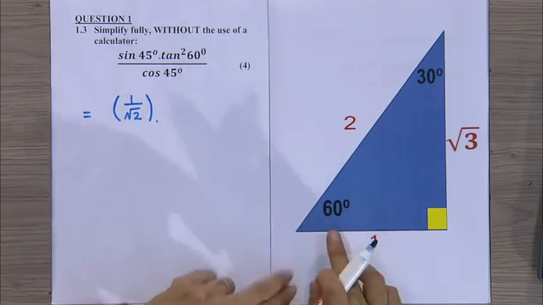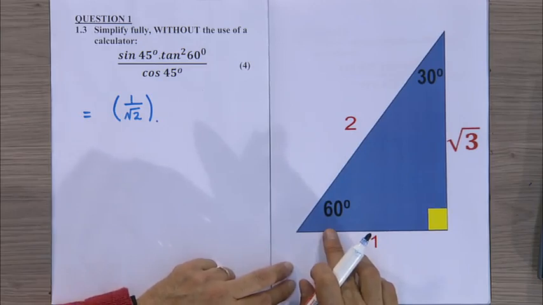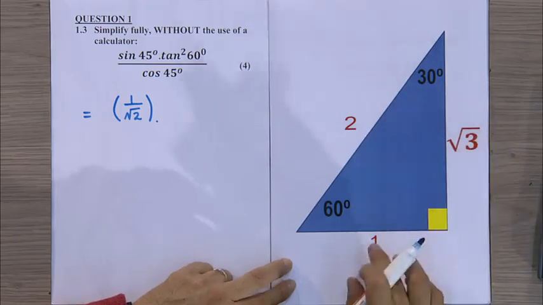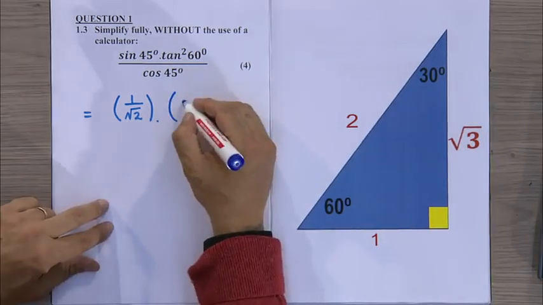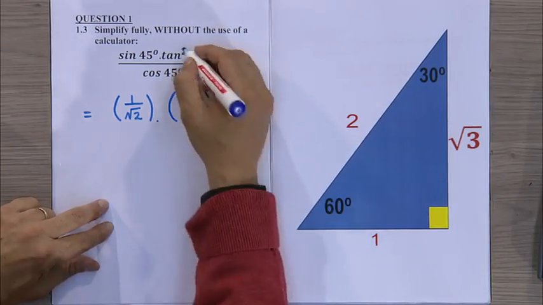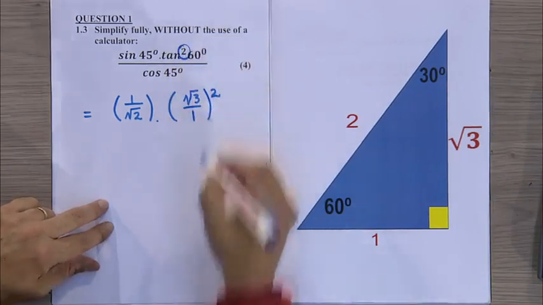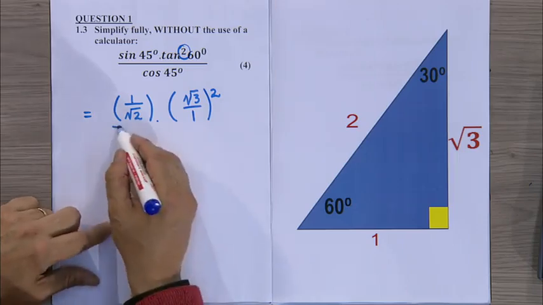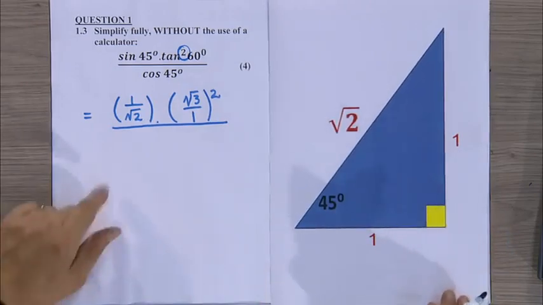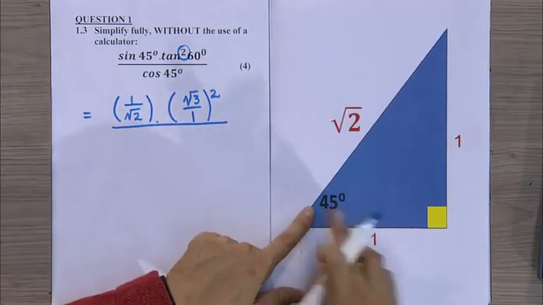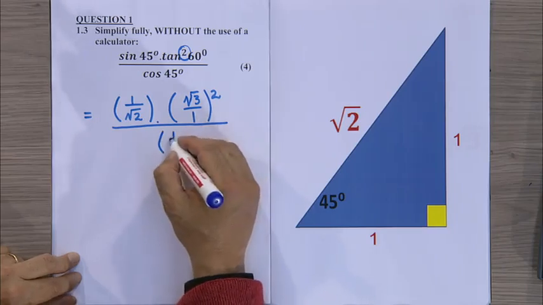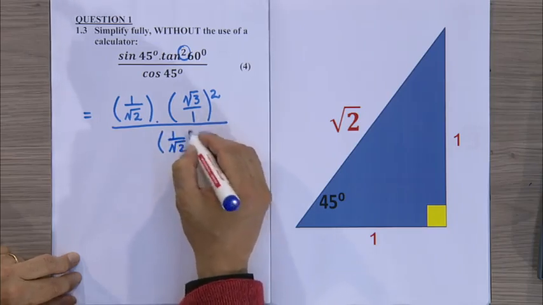What is tan of 60? Let's look at it, guys. Opposite over adjacent, y over x. So that is square root 3 over 1. But remember, you have to square that value. Then at the bottom, we're back with the 45 degrees. Cos of 45, what is cos? X over r. So that means it's 1 over square root 2.